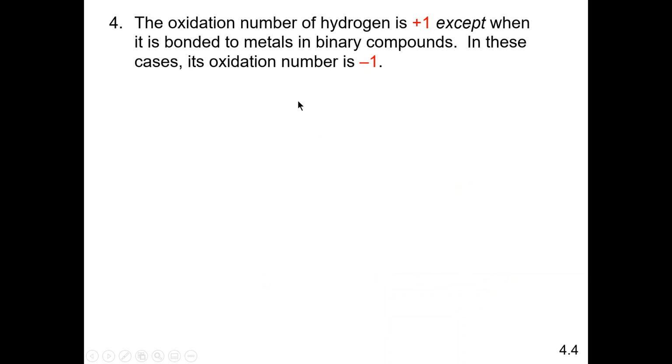Okay, the next rule is again one that is specific, this time for hydrogen. The oxidation number of hydrogen is +1, but there are certain exceptions. The exception is when you have the hydrogen atom bonded to a metal element in binary compounds. In these cases, the oxidation number of hydrogen is -1, all right?